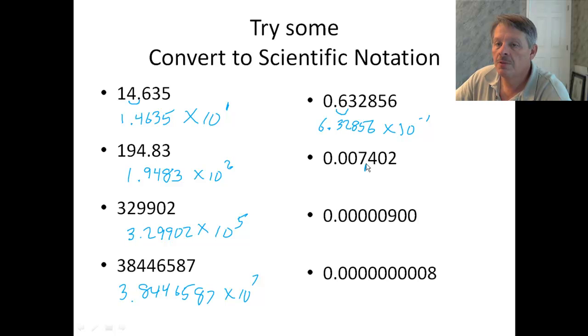Here we have to move the decimal point to here, so it's 7.402. All right, remember it has to be one non-zero digit, and we move the decimal point 3 positions. Here we're moving the decimal point 2, 4, 6 positions, so 9.00 times 10 to the minus 6th. You might be tempted to write this as 9 times 10 to the minus 6th.